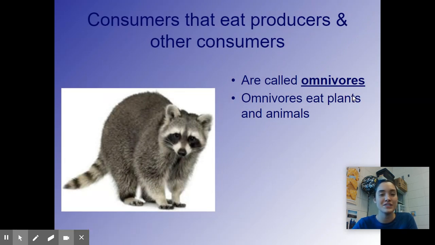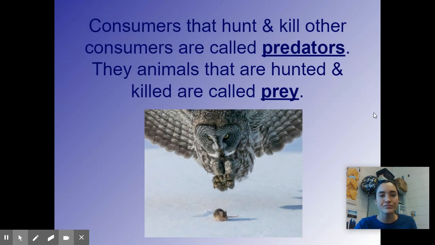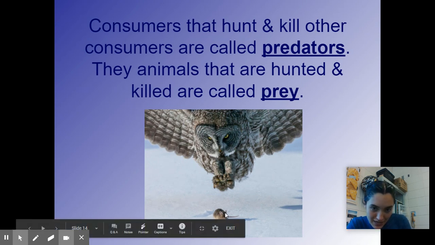Consumers that eat producers and other consumers are called omnivores. So they're eating straight from the plant, but they're also eating other consumers like the locust. So omnivores eat plants and animals, and we talked about that on the last video. Consumers that hunt and kill other consumers are called predators. The animals that are hunted and killed are called prey. So this little mouse is the prey, and this vicious owl is the predator.